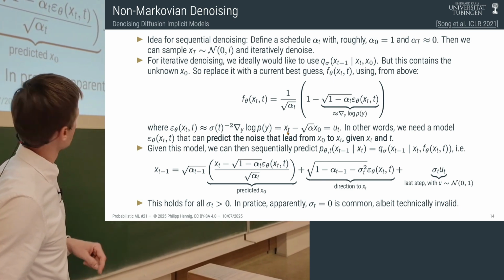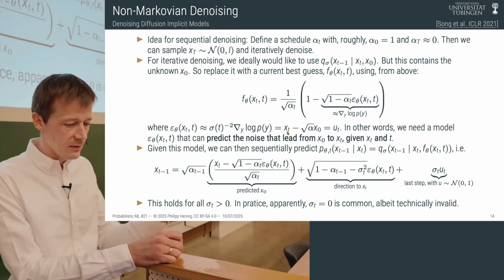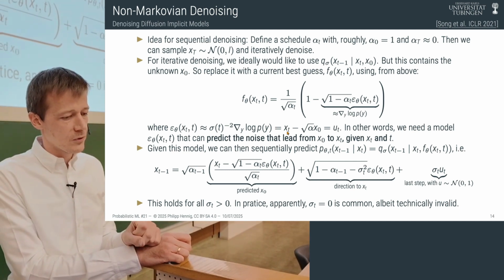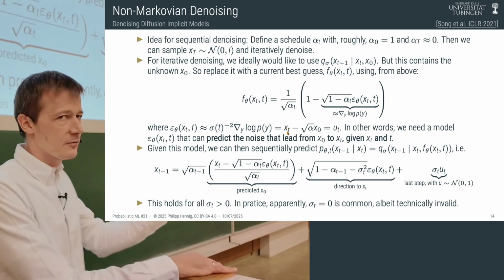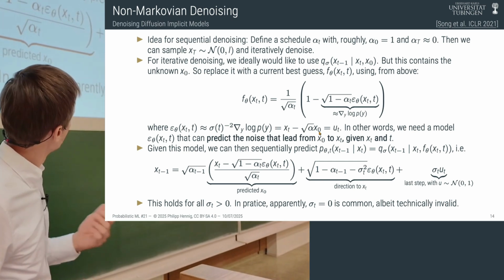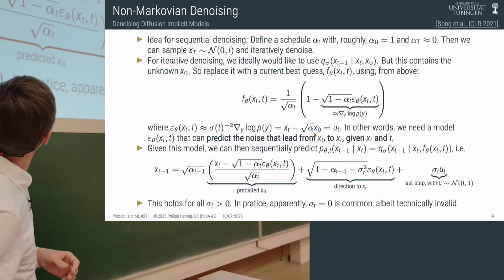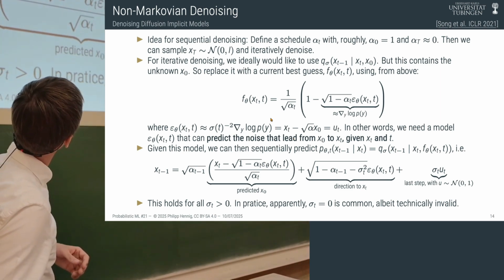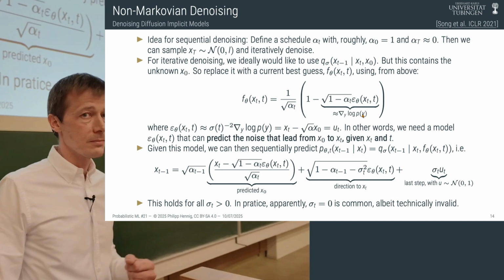xt, so my current xt that I have in hand, minus square root of alpha times x0. So that's where implicitly our estimate for x0 is in there. Right? So instead of asking what x0 is, we can ask for an estimate of the score of the distribution.